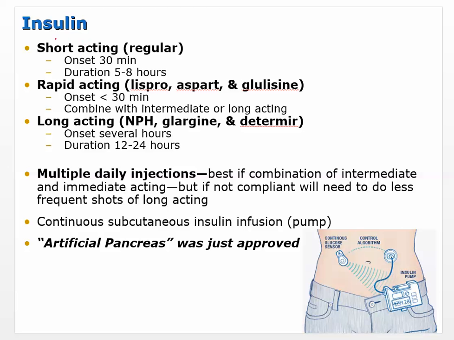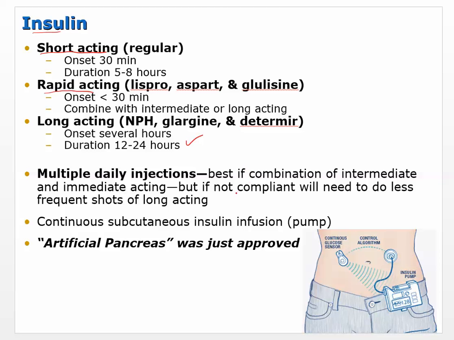Okay, so insulin, what does insulin do? Well, first of all, there are a few types. There's short acting, which has an onset within 30 minutes. Rapid acting is less than 30 minutes. And then long acting takes a little bit longer, with an onset of several hours, and it has a much longer duration. So if you're monitoring your blood glucose levels carefully, then it's best to use the combination of immediate acting, so the short and rapid.